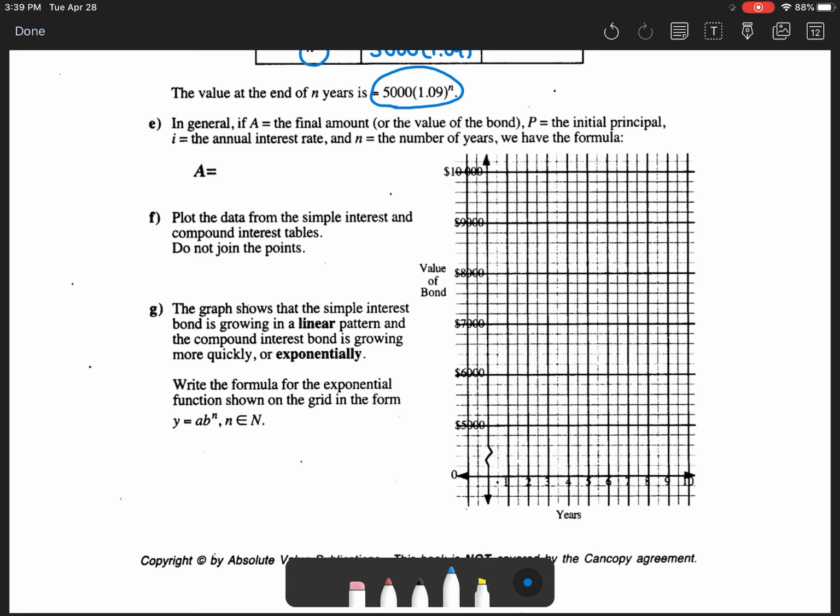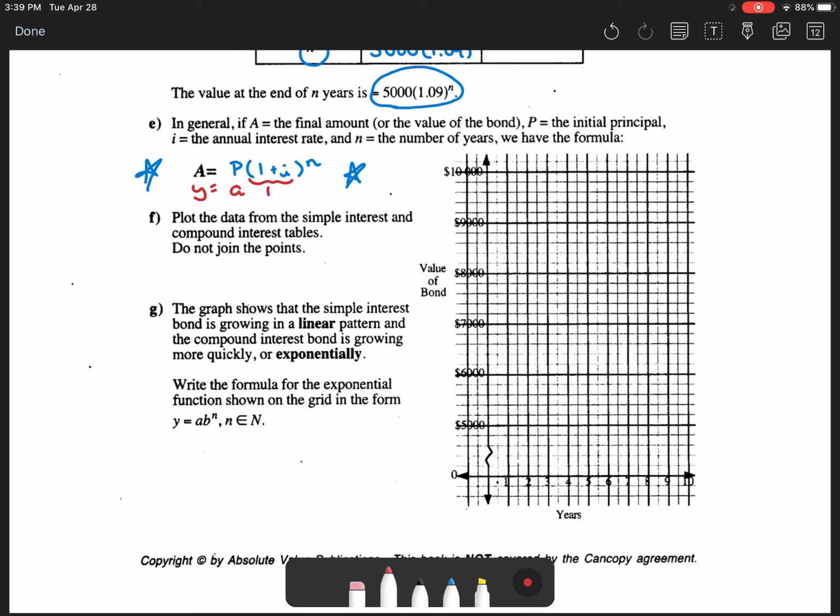So after all this comparison between simple and compound interest, here's what they really want us to understand and study moving forward. It says, in general, if A is the final amount, P is the initial principal, I is the annual interest rate, and N is the number of years, we're going to have this formula: A is equal to P(1 + I) to the exponent of N. That is going to be our interest formula when we are discussing compound interest. That formula, you need to know it. So highlight it, star it like I did there, and make special note of it.